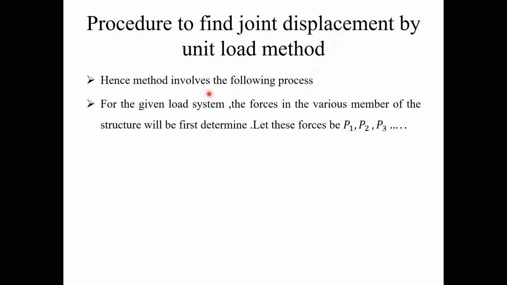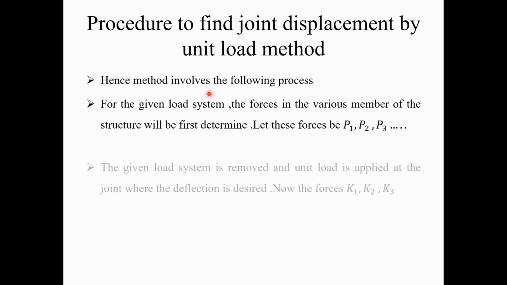So we again discuss the procedure to find out the joint displacement by the unit load method. Sometimes this Castigliano's theorem is nothing but the unit load method to find out the joint displacement. So the method involves the following process. First, for the given load system, the forces in the various members of the structure will first be determined, and let these forces be named P1, P2, P3, or we can call them P forces.